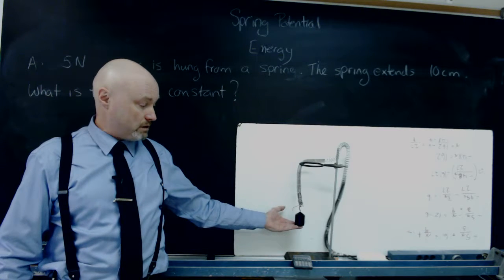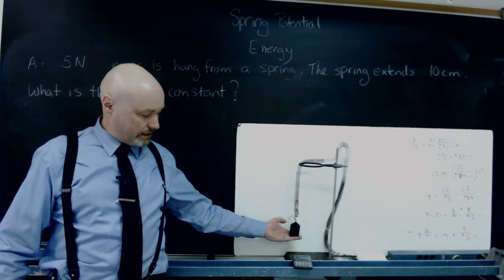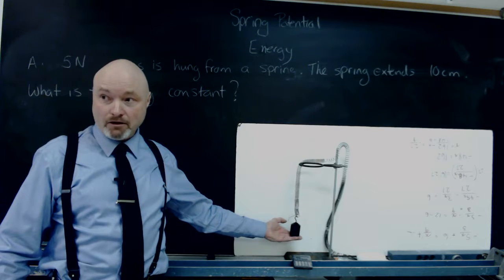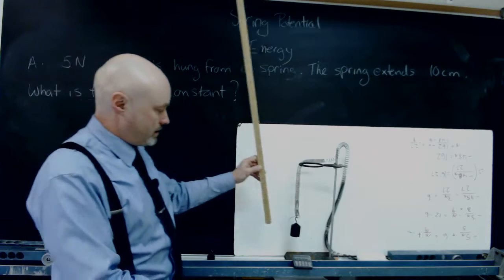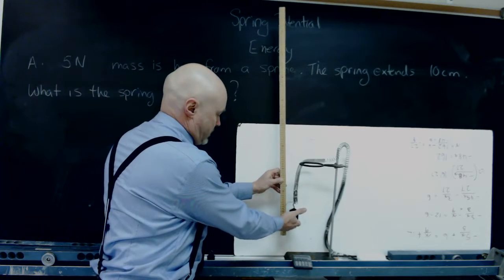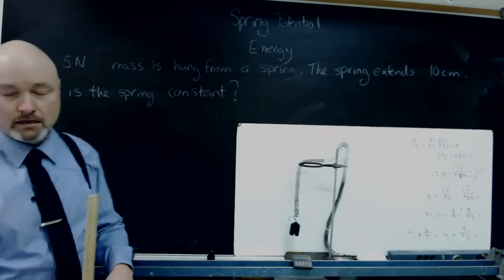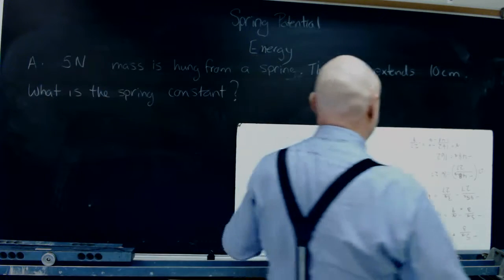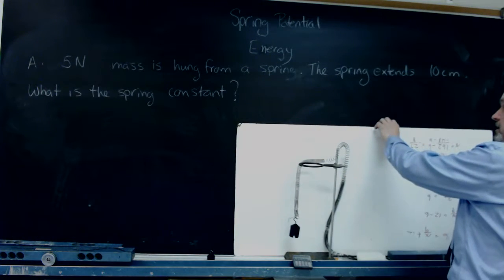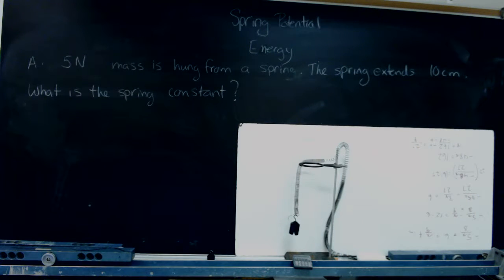So there's the spring's equilibrium position, and in order to keep it from going crazy, I'm letting the mass hang down, and I'm carefully measuring it, and it has extended, oh look everybody, it's extended exactly 10 centimeters. Isn't that handy? Well, really it didn't, but let's pretend that it did. And what we want to know is, what is the spring constant of this spring?